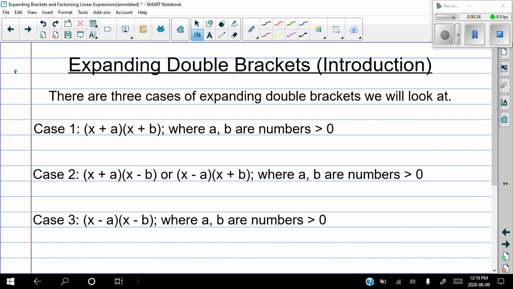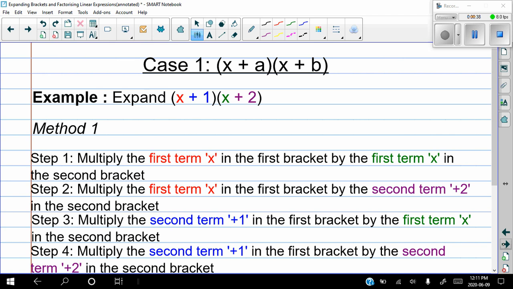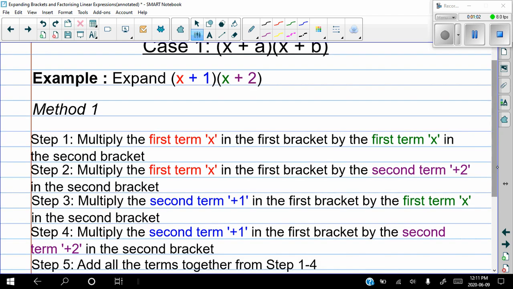So, first case we're looking at is when we have both positive in the operator. So when it's x plus a number and then x plus a different number. Okay. So method one. So we have this first term in our first bracket, which is x, our second term in our first bracket, which is 1, our first term in our second bracket, which is x, and our second term, which is the 2. I've put them in different colors to try and help go through this, but it's the exact same process as we were doing before.